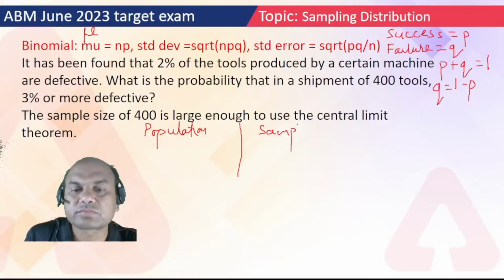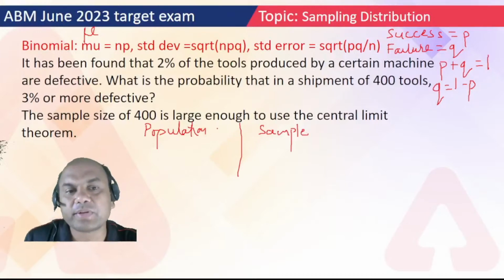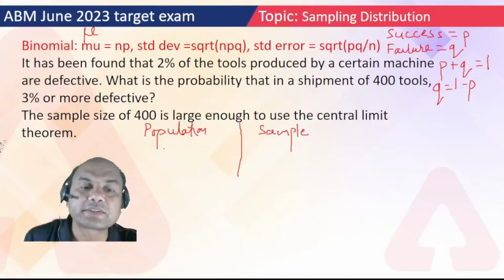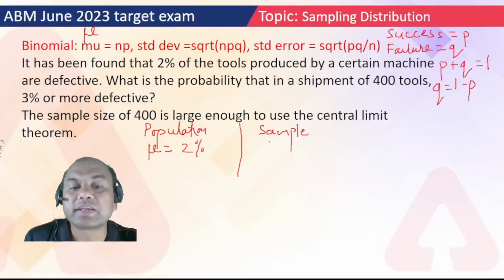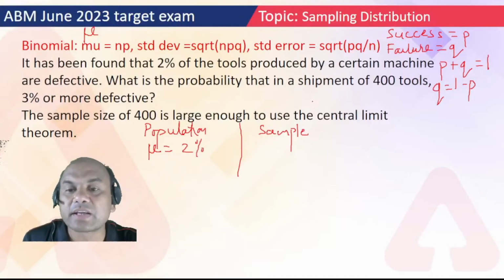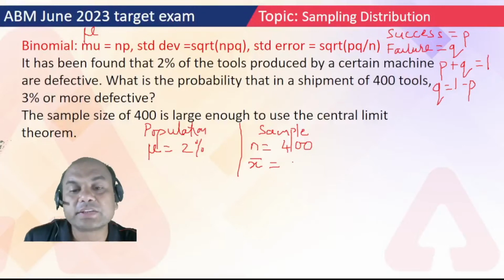Always, what is required is known as X bar. I've got all these: 2% I have written, 400 I have written, 3% I have written. So what do I want now? Your next point is to find Z. Your final target is Z. Z equals 1 upon the standard error into X bar minus mu.